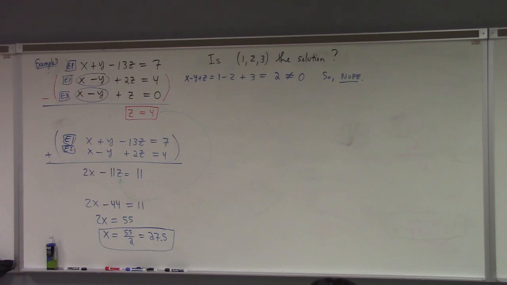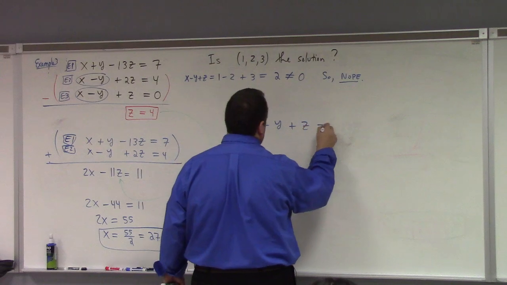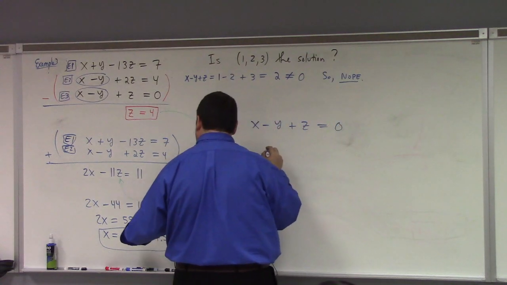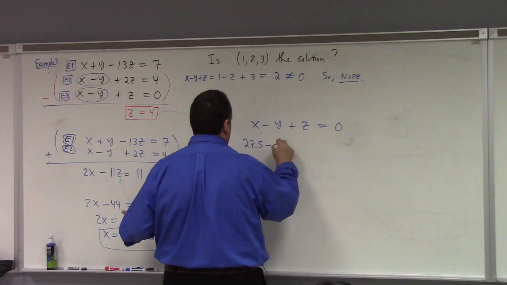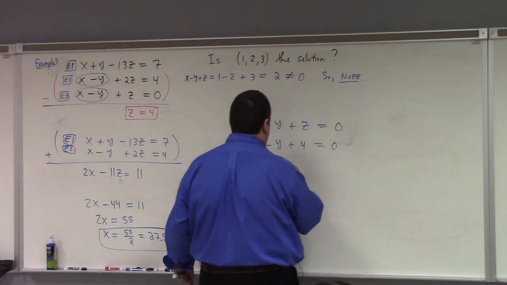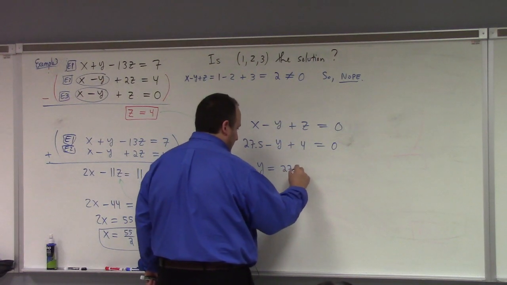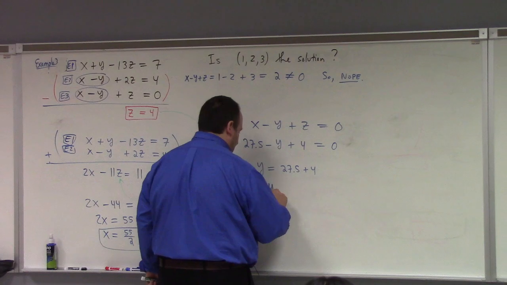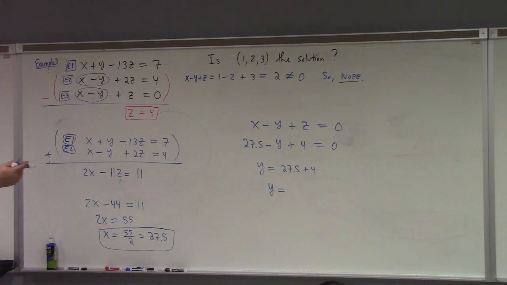Then we got to find y. How should we do that? Plug into equation 3 again. You say equation 3? I like it. So x minus y plus z equals 0. But my x was 27.5. Y I don't know yet. Z is 4. Solve for y. Y is 27.5 plus 4. So apparently y is equal to... Wouldn't that be negative 5? I have to add y to the other side. Oh, I see what you mean.